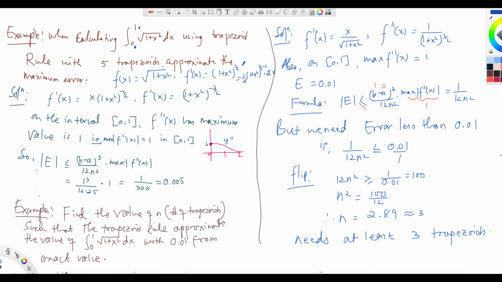Now the error is less than or equal to (b minus a) cubed over 12n squared times the maximum of f double prime of x. This is the formula, right? I plug in the values. This is a, this is b, and n is 5. The maximum of f double prime is 1, we found that already. So you have 1 cubed, since b minus a is 1 minus 0.